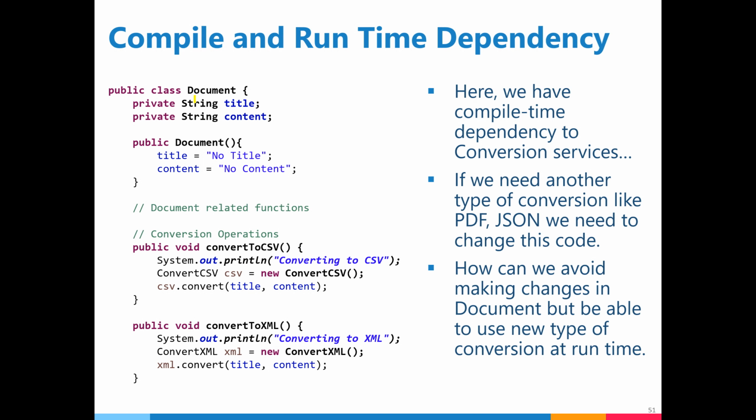Just to show you, we have a document class which has two member variables, both of them strings, title and content. This is a default constructor if you don't provide anything. And we have two functions, convert to comma separated values, and this will print out this converting. And then later on, we have one class we are going to write, this convert CSV. It will take the data over here, title and content, and convert it into comma separated values. So it's simple, just name and content will be comma separated.